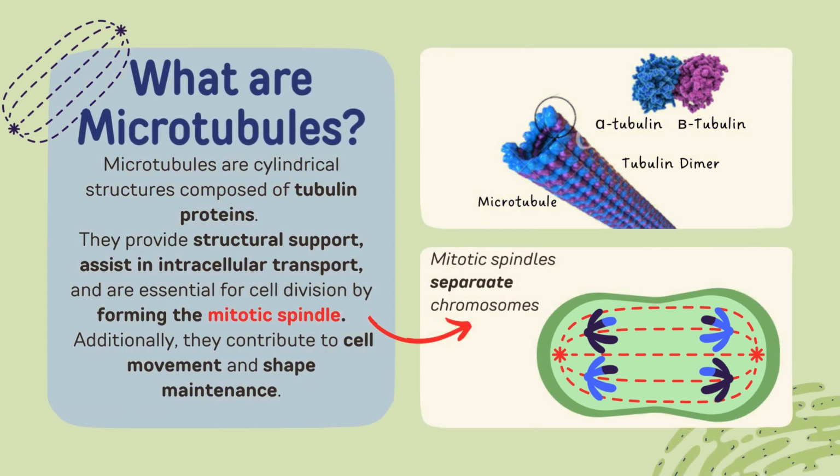Another structure we'll be looking over are microtubules. So microtubules are cylindrical structures composed primarily of tubulin proteins. So we have alpha tubulin and beta tubulin, which make up a tubulin dimer. They provide an important structural support to the cell. They also play a role in intracellular transport by aiding the transport of material within the cell.